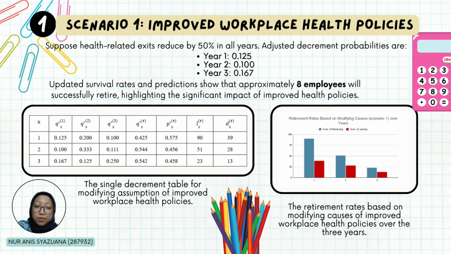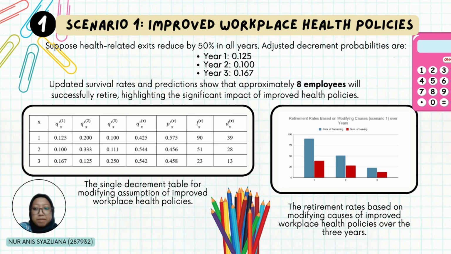Okay, on the right hand side, we have a bar chart showing the retirement rates based on the modified causes of improved workplace health policies over the 3 years. The chart compares the number of employees retiring versus those leaving for other reasons. As seen, there is a notable decrease in non-retirement exits, particularly in the later years, illustrating the effectiveness of the improved policies.